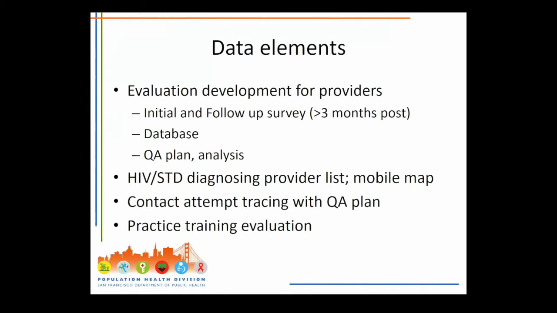And then we also, as part of our detailing package, offer practice training, so to frontline staff and medical assistants who may be part of the process of educating patients on what PrEP is. And for those individuals, we've created a separate evaluation known as the practice training evaluation.